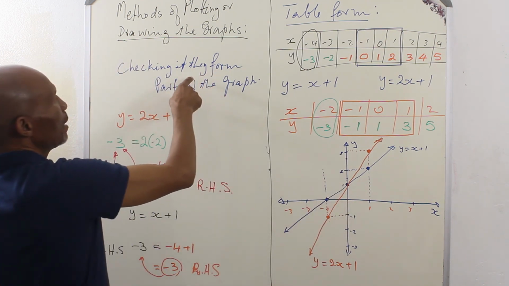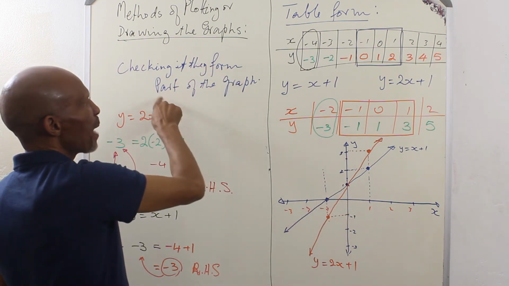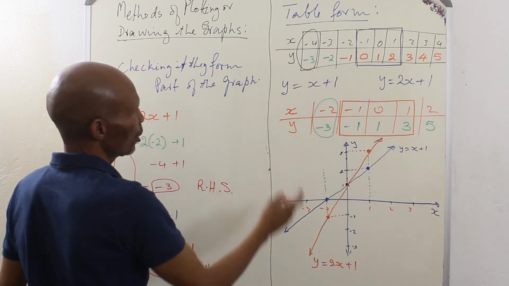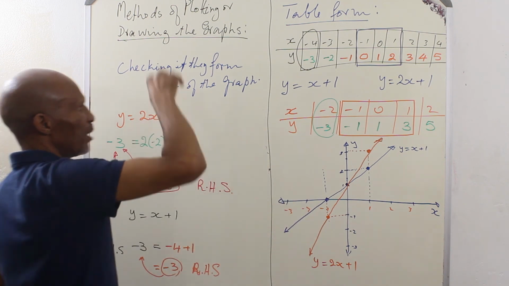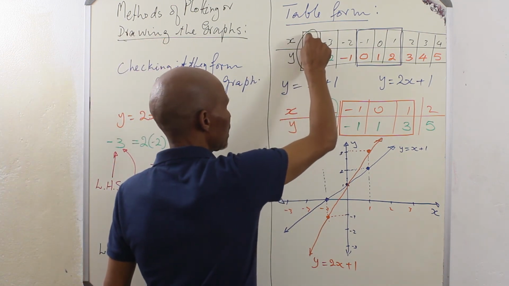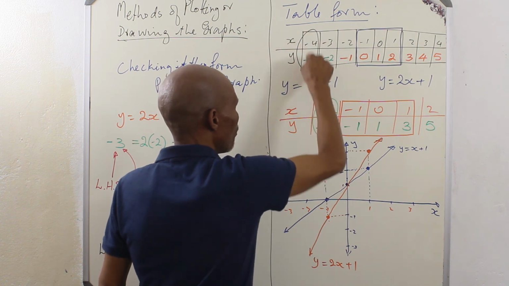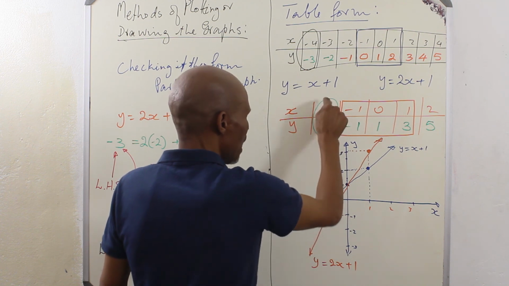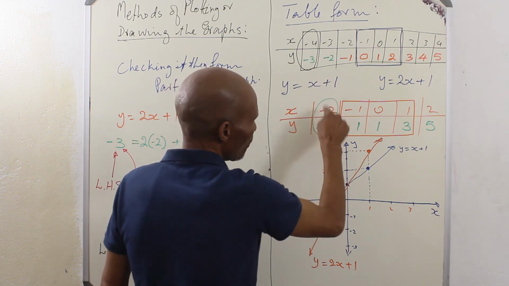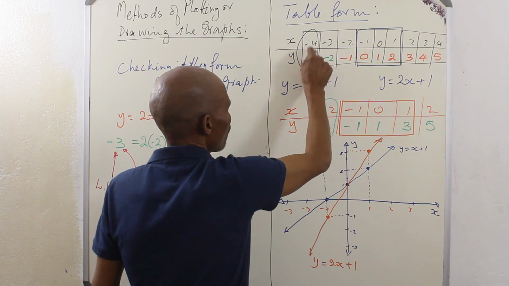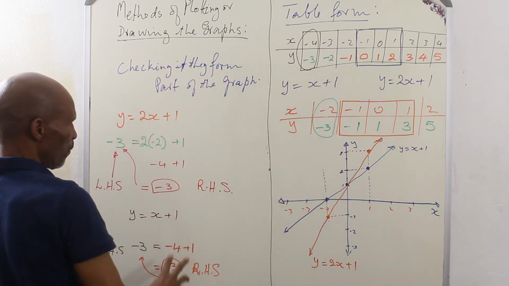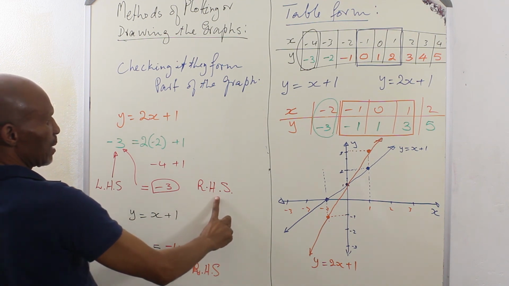Checking whether it forms part of the graph, those points that you did not use. When you check, you take the function and you pick one point in an ordered form, x versus y. In place of x, in place of y, in a function, you will find that your left hand side is exactly the same as your right hand side.